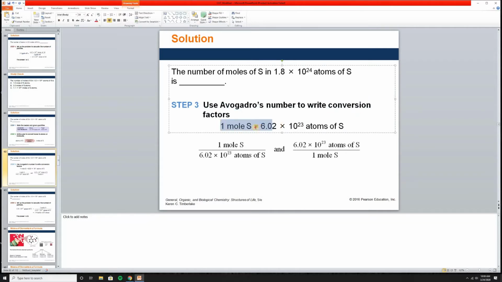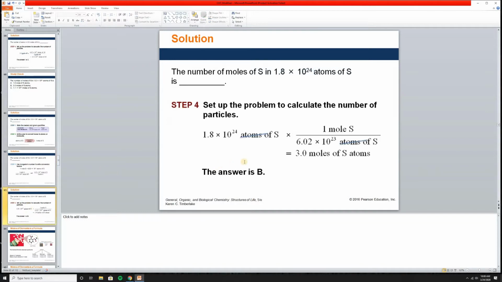1 mole of sulfur is 6.02 times 10 to the 23rd atoms. We're looking for how many moles is 1.8 times 10 to the 24th. If 1 mole is 6 times 10 to the 23rd, how many is 1.8 times 10 to the 24th? Some of you who are really good at math can already see the answer. So let's do the conversion, and you write down our measured number first, our 1.8 times 10 to the 24.